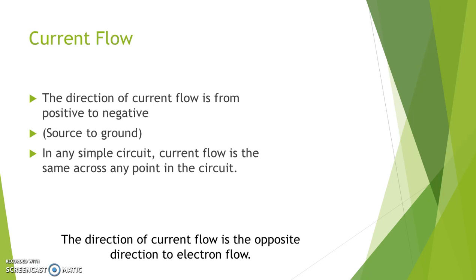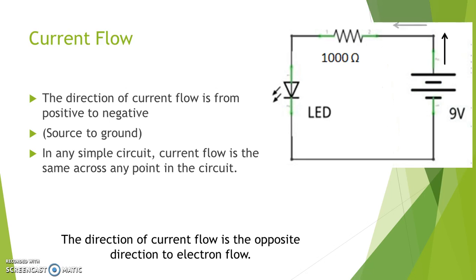Okay, so remember that the direction of current flow is the opposite direction of electron flow. We generally draw arrows to show the current, okay? And so that means it's from positive to negative. And incidentally, make sure that your diodes point in the direction of current flow. See how they're an arrow? They're pointing in the direction of current flow.